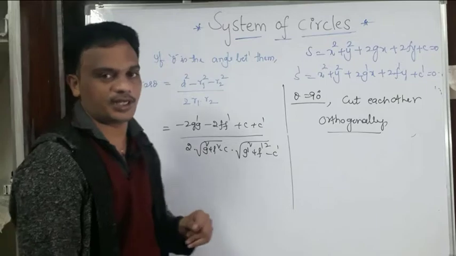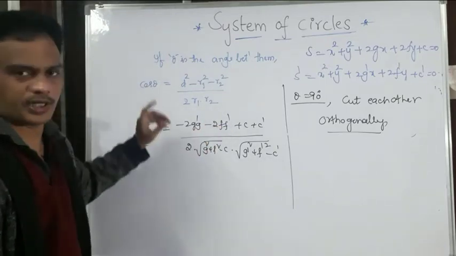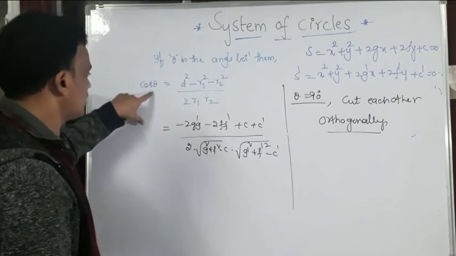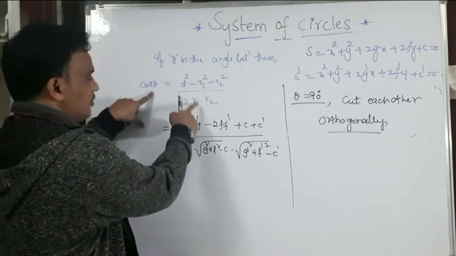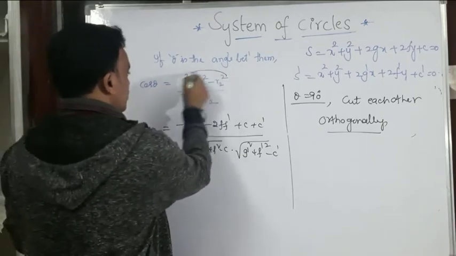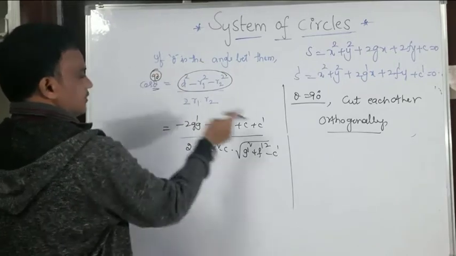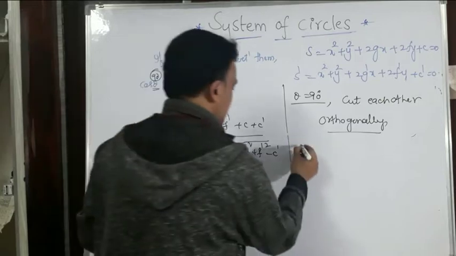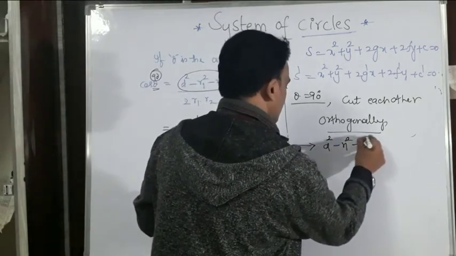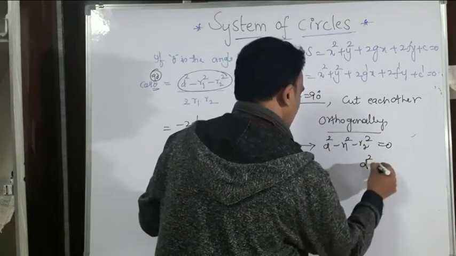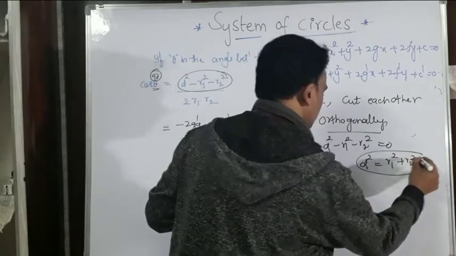What is the condition for orthogonality? Theta becomes 90, and cos 90 is 0. So the right side fraction becomes 0. When the fraction becomes 0, its numerator becomes 0, because theta is already 90. So the condition for orthogonality is d square minus r1 square minus r2 square equals 0. Simply you can write d square equals r1 square plus r2 square.